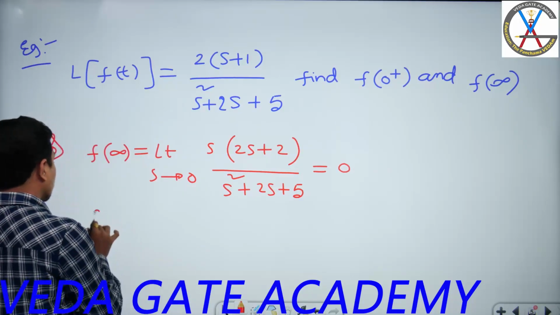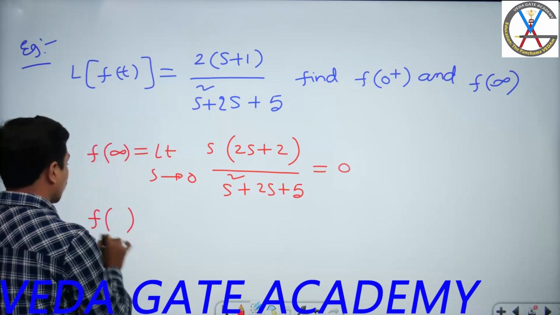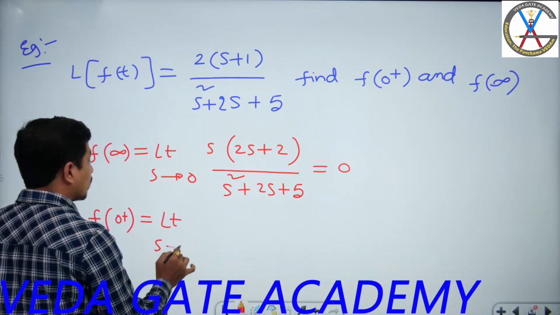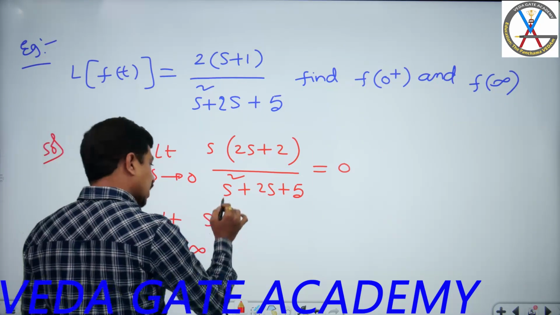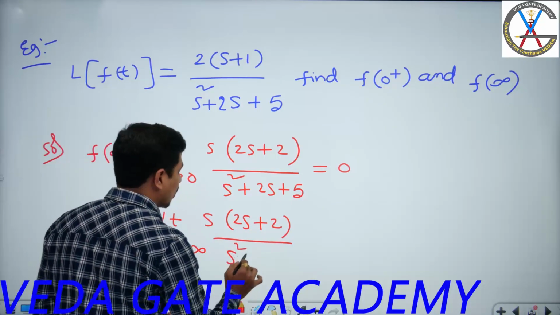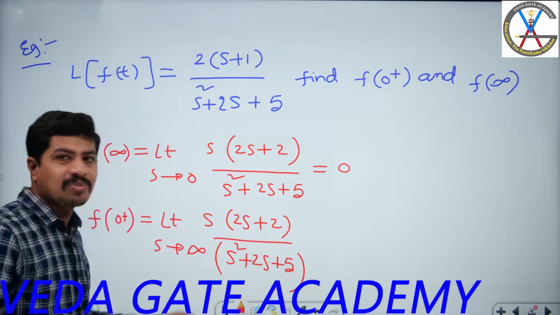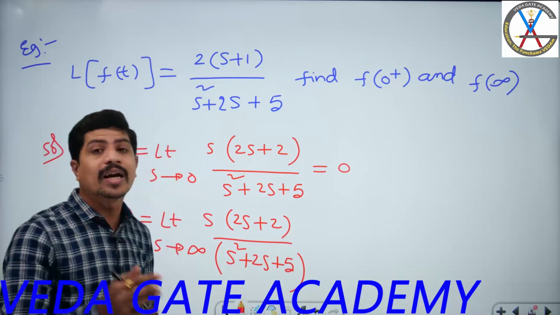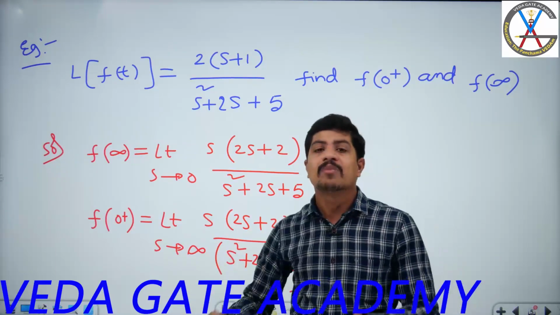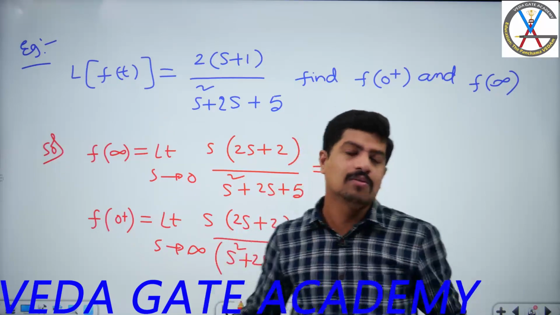Now, what is the initial value? Sorry, not f of infinity, f of 0, please. The initial value is f of 0 plus. How to find it? Limit s tends to infinity of s into the same function, that is, (2s² + 2s)/(s² + 2s + 5). Some people will directly substitute s equal to infinity in this expression. They will get the wrong answer. We should not substitute s equal to infinity in the given expression. Please remember, if you are getting an infinity by infinity form, we should not substitute s equal to infinity.